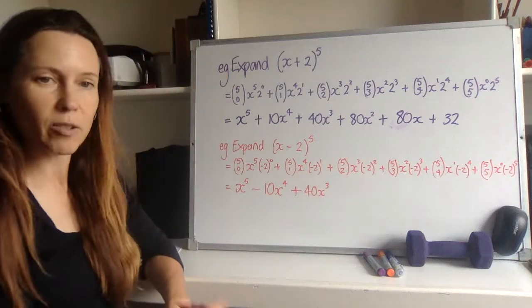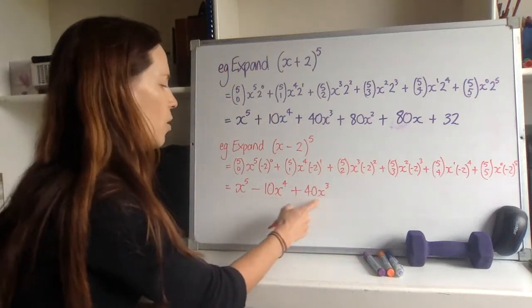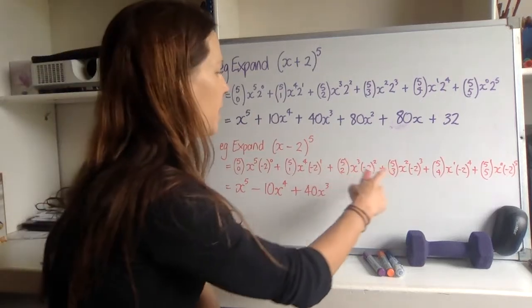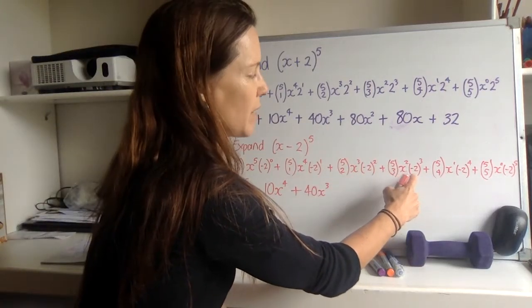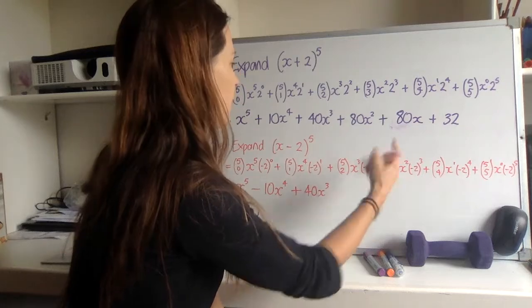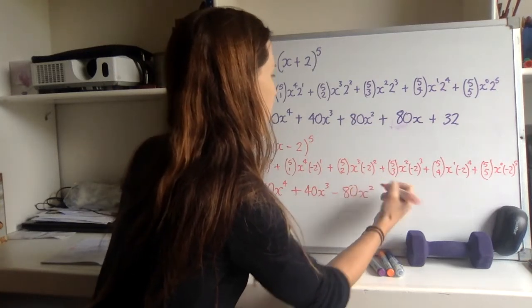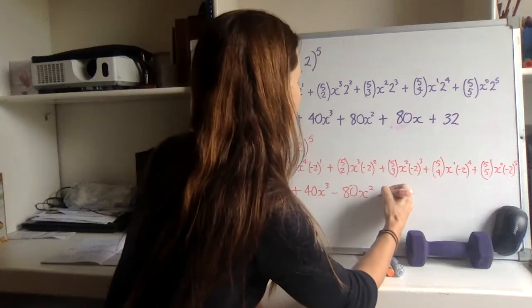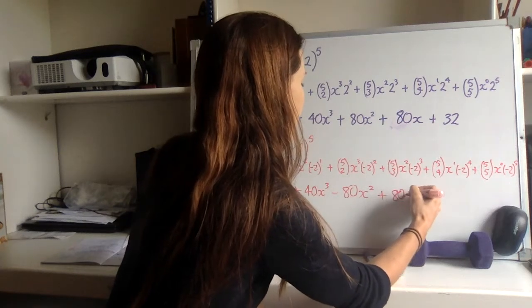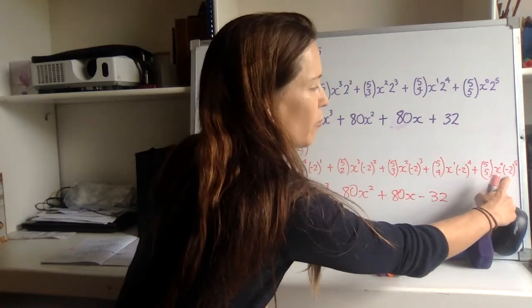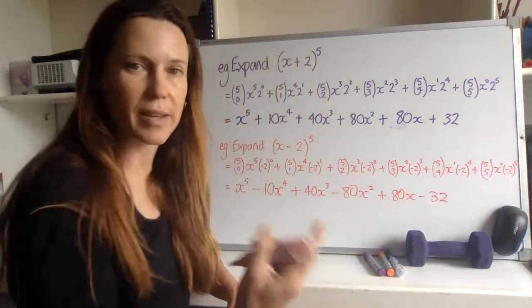And now you'll notice something. Every second term is going to be negative. Spotting patterns like this really helps. The next one we can double check. Sure enough, negative 8 times 10, it's going to be minus 80x squared instead of plus 80x squared. Then we should have plus 80x, and the last one should be a minus. And double checking, sure enough, minus 2 to the power of 5 is negative 32.